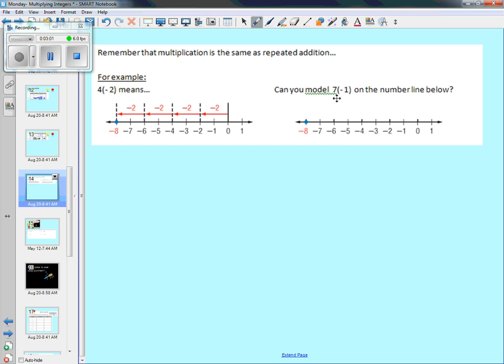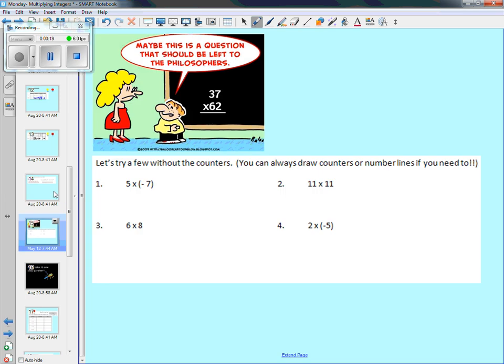So now if you're going to model 7 times negative 1 on the number line, what will it look like? I want you to go ahead and model that on your own. What will 7 times negative 1 look like if 4 times negative 2 looks like this?